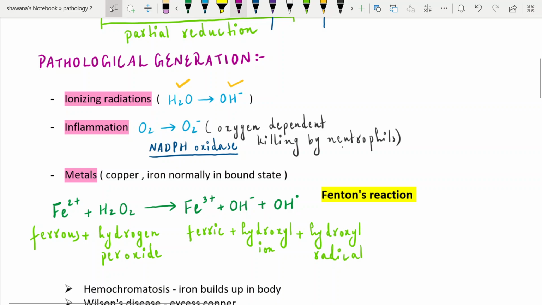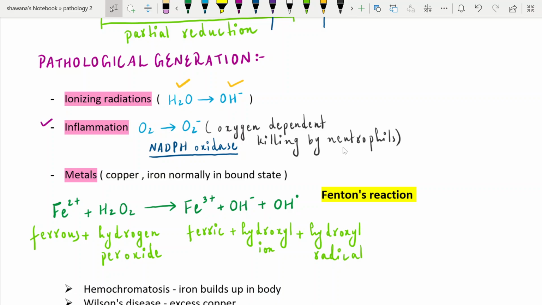The second pathological generation is related to inflammation. You know that in inflammation there are a lot of cells causing damage to the system. These cells must be removed by the white blood cells, and white blood cells use two mechanisms to kill those cells: oxygen dependent killing and oxygen independent killing.